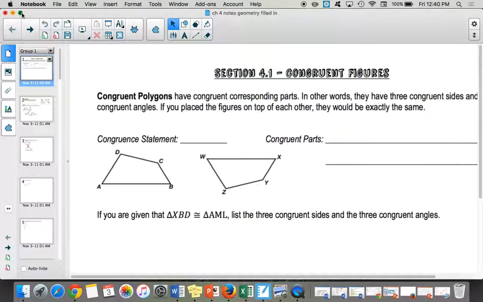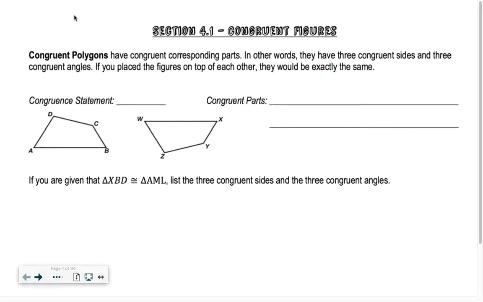Pretty easy concept here. So congruent figures, what do you think congruent figures means? They're exactly the same, like all the sides are equal measurements, right? All the angles are the same. So if I took my two congruent figures and I put them exactly on top of each other, they would exactly match up. Does that make sense? Okay, that's what a congruent figure is.